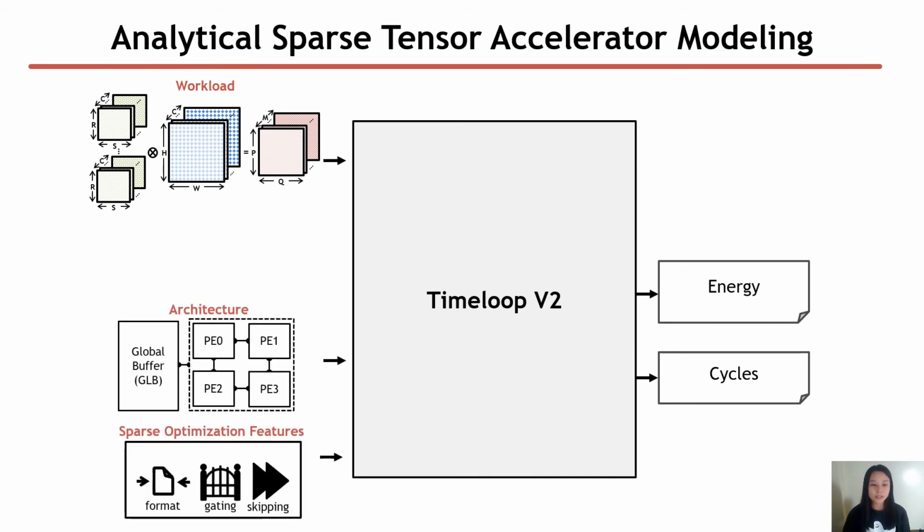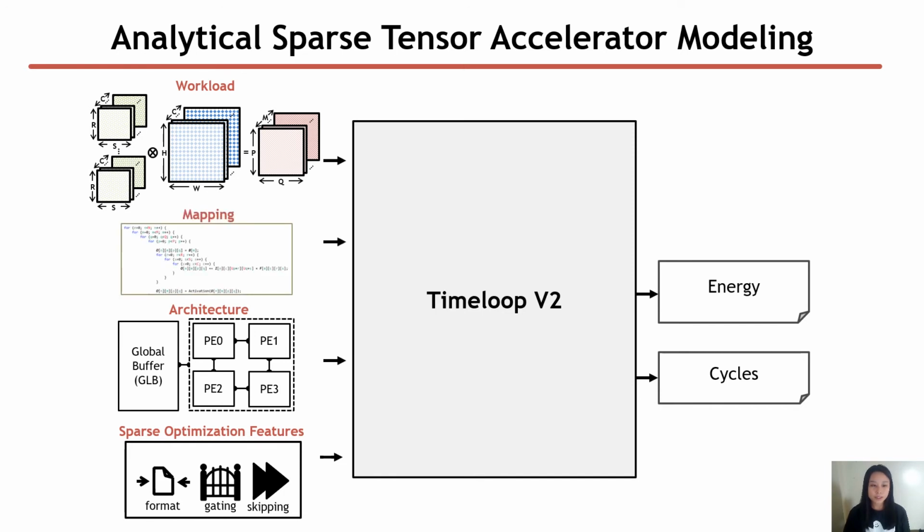It also takes in the hardware specification. In our case, it's an architecture of the hardware. It defines the topology of your design, how many storage levels there are and how many computes there are. It also, for our purposes, defines the sparse optimization features applied to each component in our architecture.